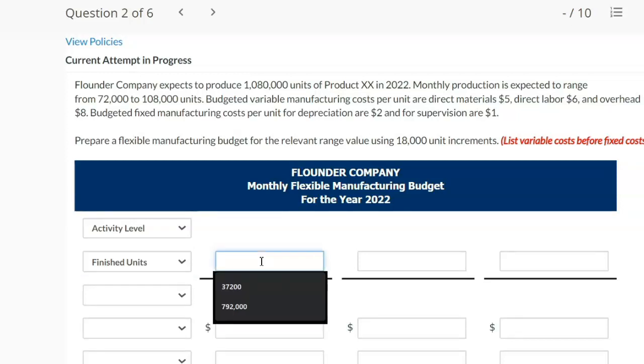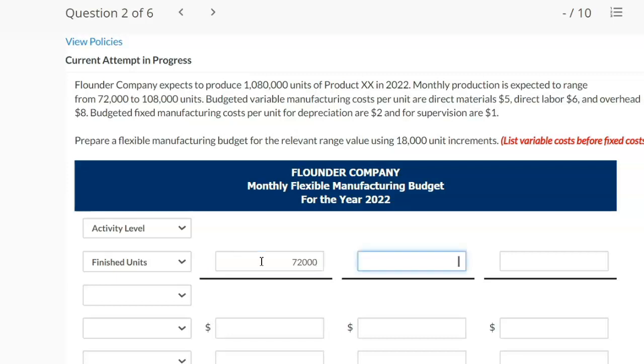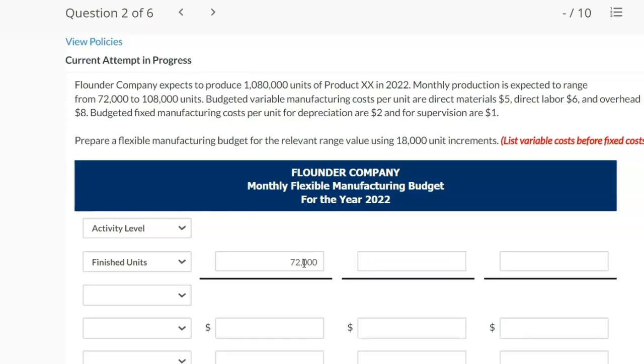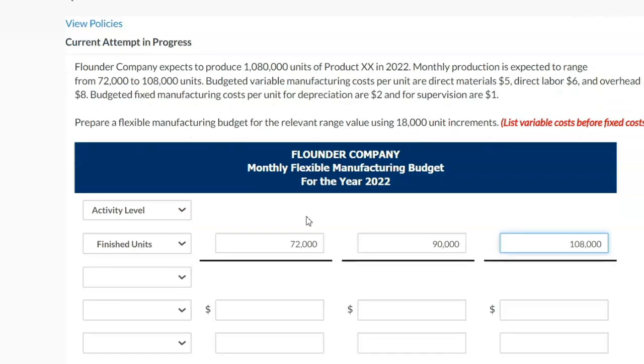Now put in the units. We start at 72. Add 18. No, 72, add 18, which gives you 90. And 18 again, which gives you 108. You're with me, right?